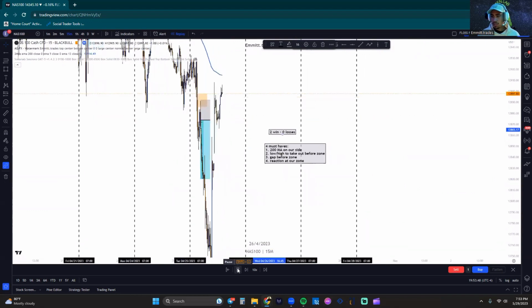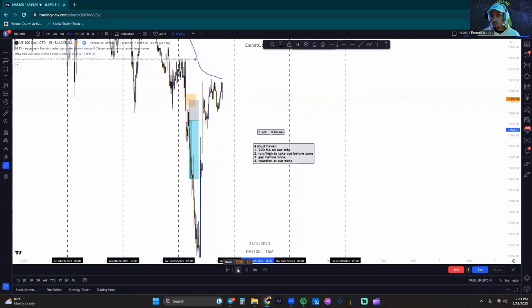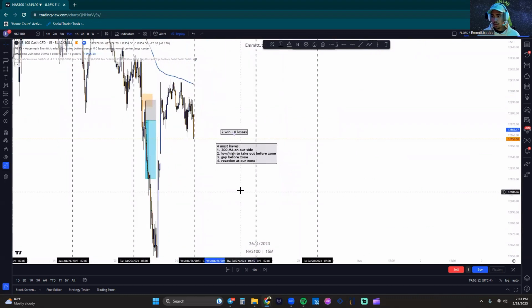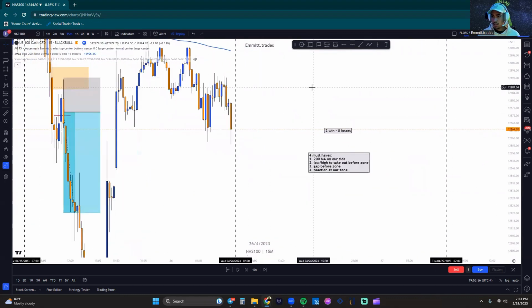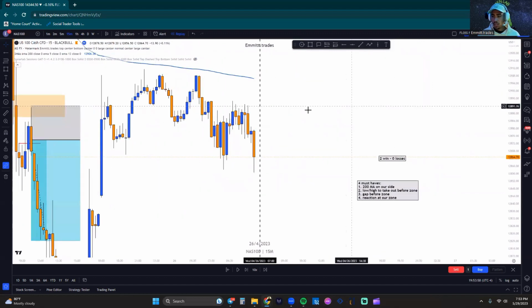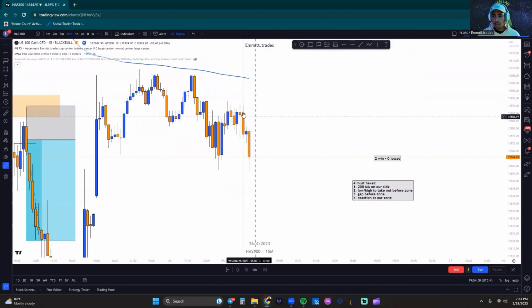Okay, moving on. Now we're at 7 o'clock again. Let me zoom into this so you guys can see. Okay, so 200 is on our side here for sell. So we're only marking up supply setups. That is all I'm marking up for this.